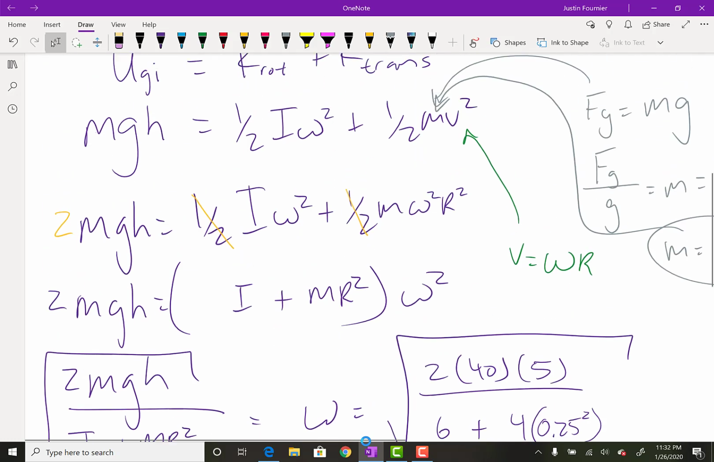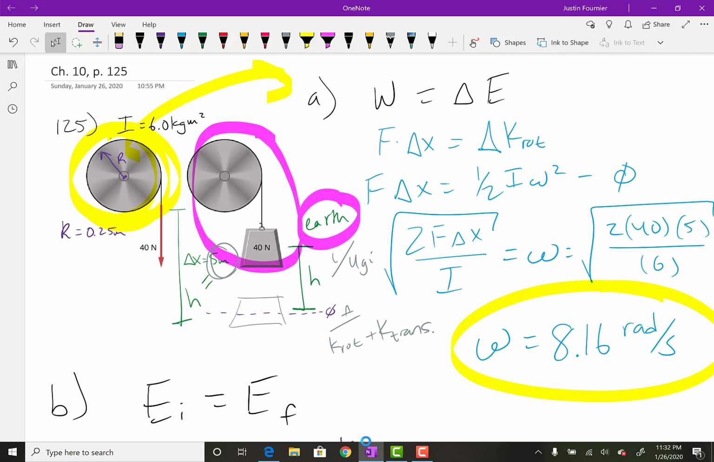So I used the work-energy theorem for the first one, because I had some weird external force that I didn't know, so that's the work done, and it changes the rotational kinetic energy. I could have used the work-energy theorem for the second part, but to me, conservation of energy was easier.